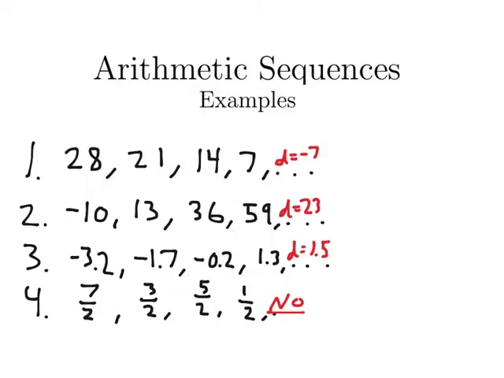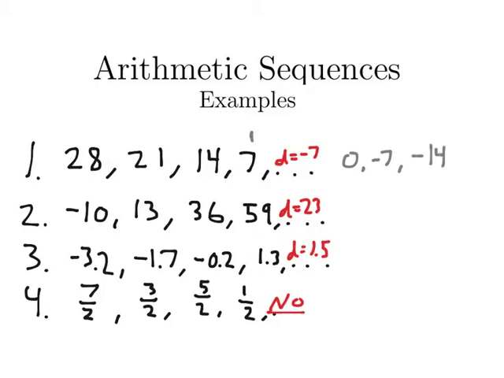Now let's try finding the following 3 terms in each of these arithmetic sequences. So let's start with number 1. To continue this on, I have to take this last number they've written down, and add that with the difference. So 7 plus negative 7 is 0. 0 plus negative 7 is negative 7, and negative 7 plus negative 7 is negative 14.